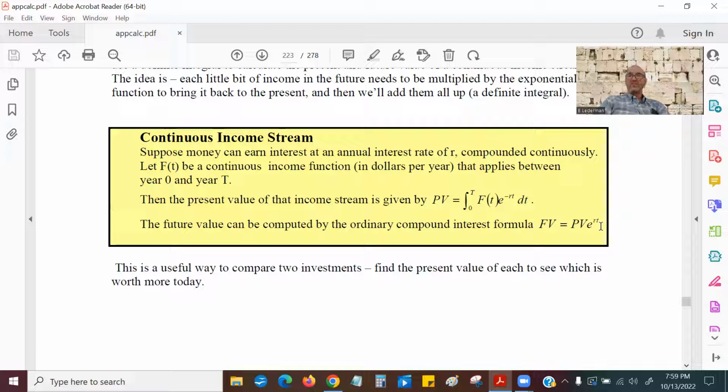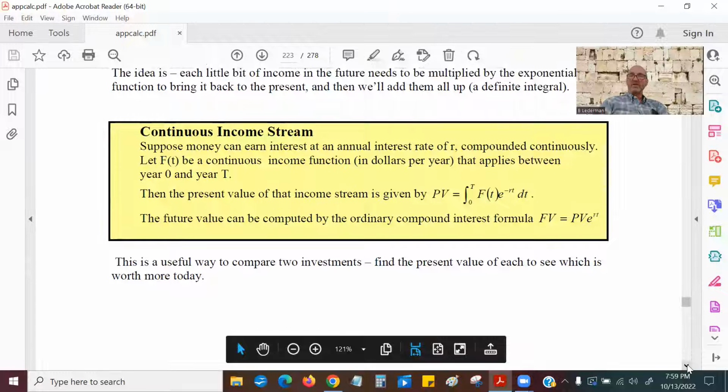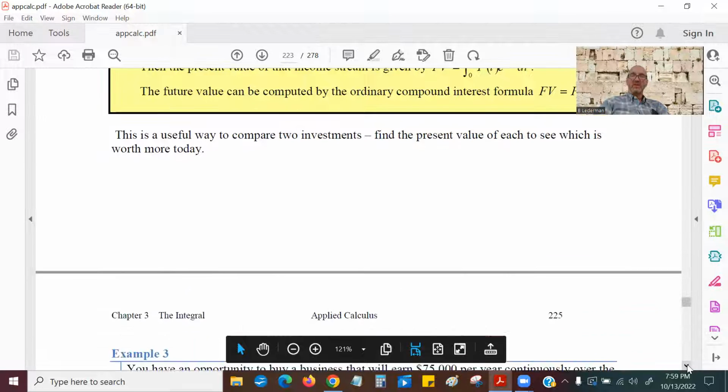So that's how it works. Future value is present value times e to the rt, which is basically the compound interest formula. Let's look at some examples here. We got some nice examples.